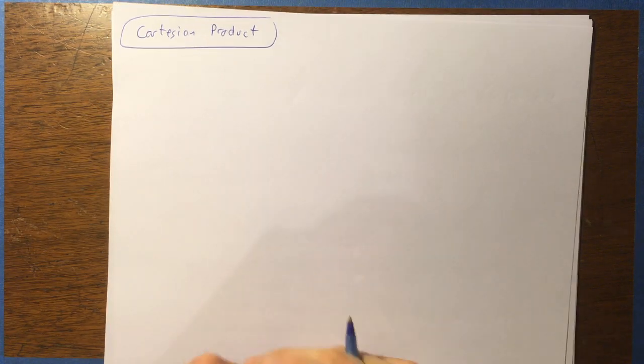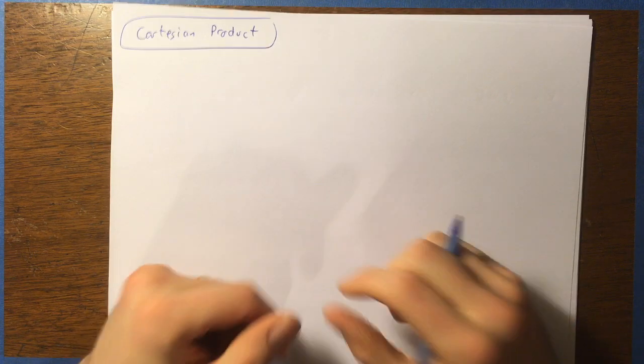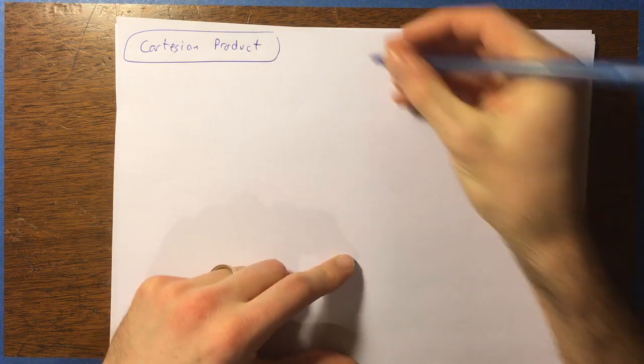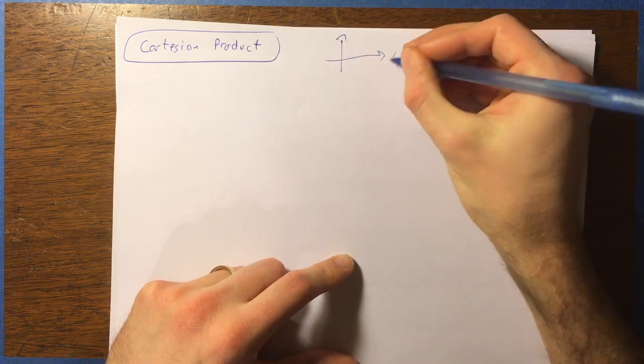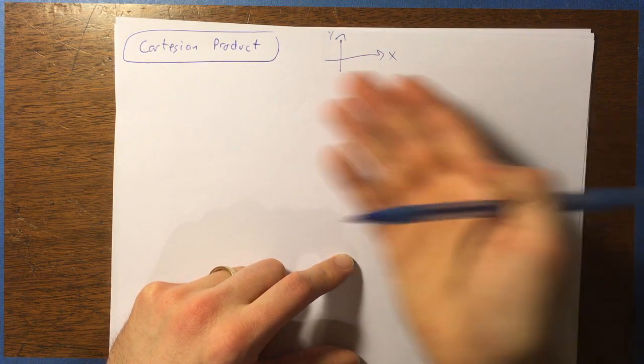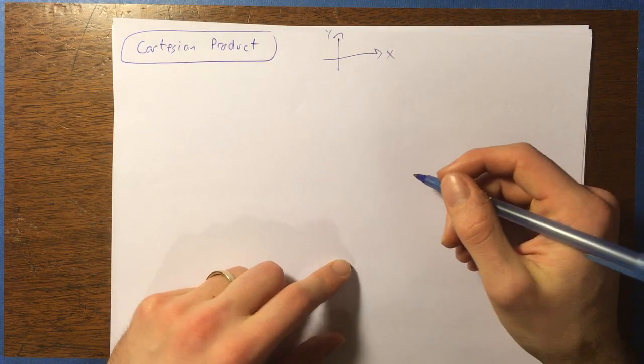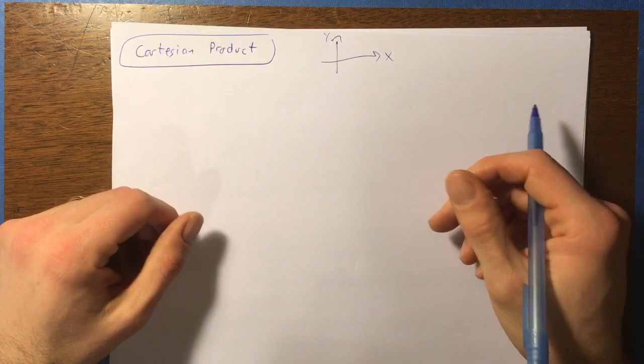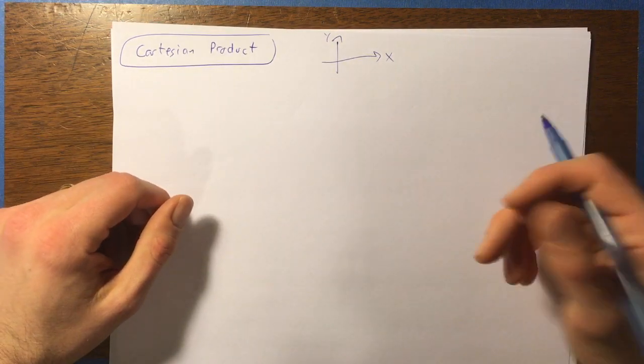Okay, there's a type of set operation called a Cartesian product, and it's named after Descartes. It has something to do with the Cartesian coordinate plane that you're familiar with. This idea of x and y axes, a two-dimensional space in which you can graph sets of points that correspond to solutions of equations, functions, that sort of thing.